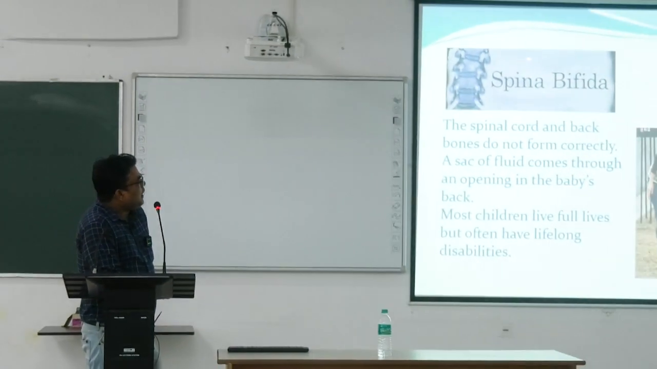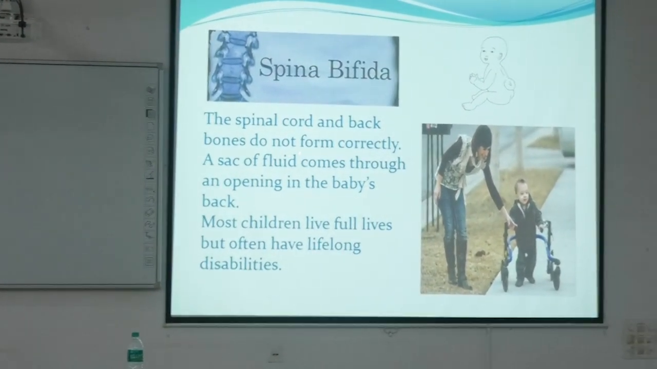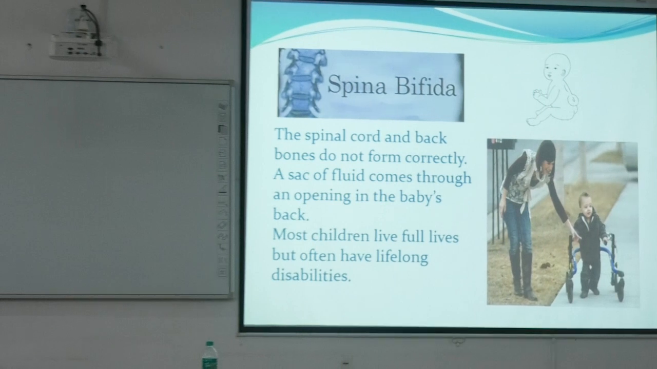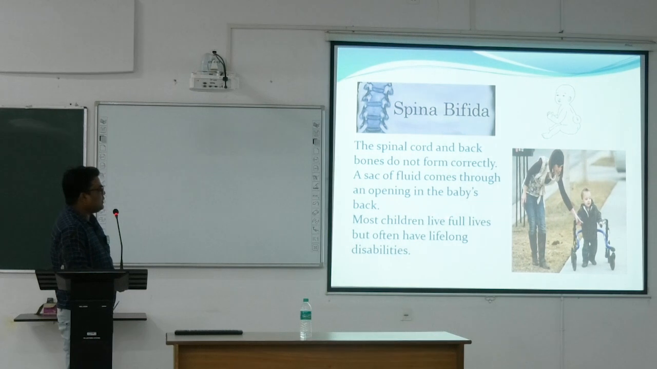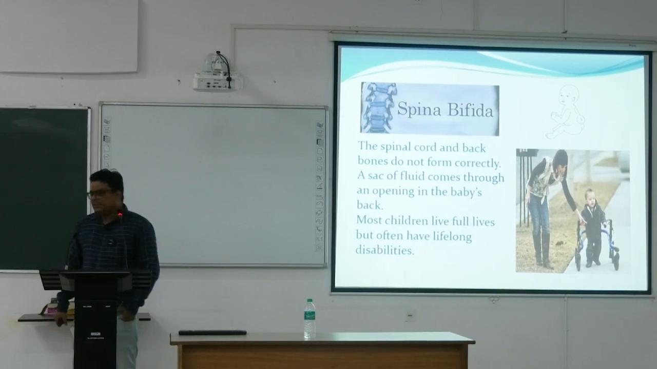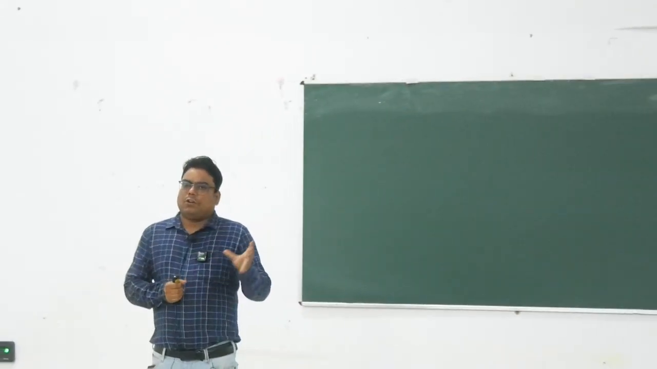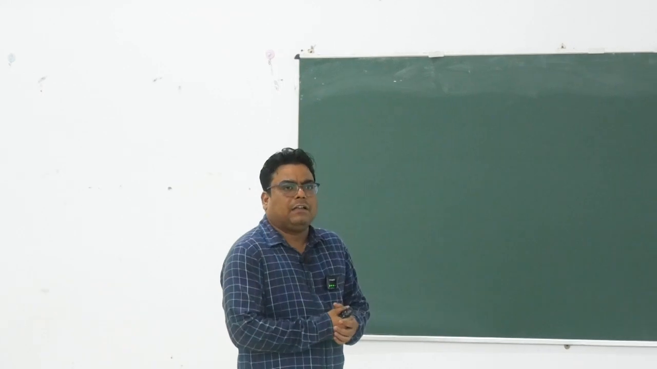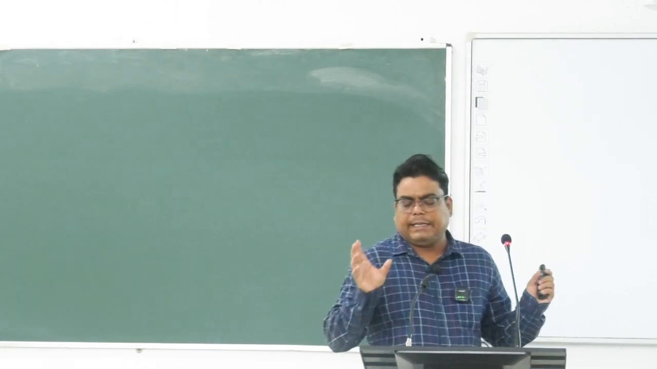If the spinal cord is not developed, then a disease called spina bifida generally occurs. The spinal cord and backbones do not form correctly, and body fluids leak through the opening in the baby's back. Basically, this is a disorder which is not treatable. It is one of the neurological disorders found in infants and newborn babies, related to the spinal cord, and mainly caused by deficiency of vitamin B9.